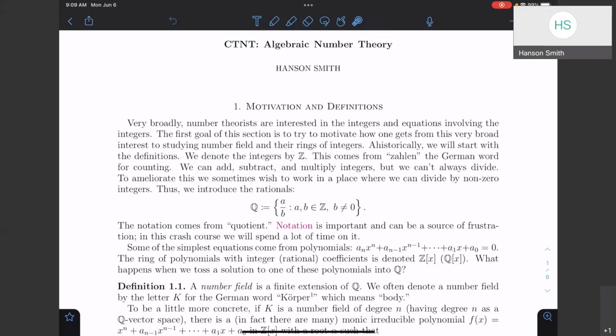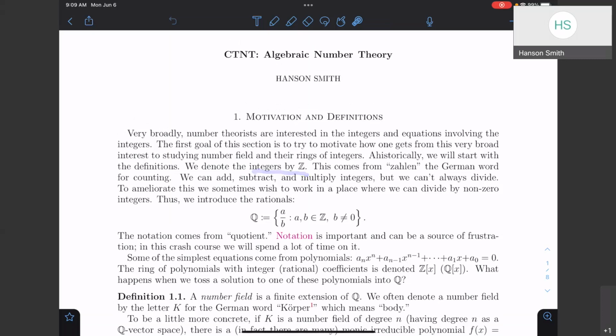First off the bat, the integers we denote by this blackboard bold Z, and it comes from the German word Zahlen, the word for counting. We're going to study the set of numbers used to count. We can add, subtract, and multiply. We can't always divide, and sometimes you want to divide, of course by something other than 0.